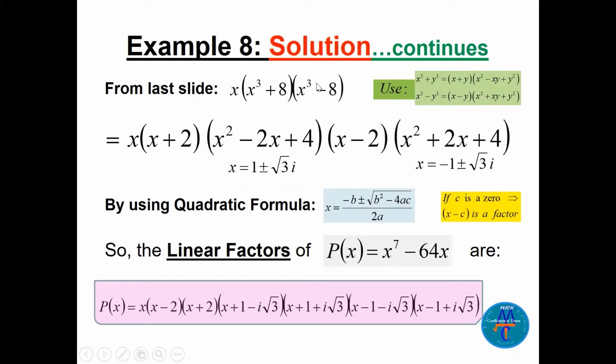And then this is a difference between two cubes, x minus 2. Then you have another bracket, x squared plus 2x plus 4. Use the quadratic formula again, you get minus 1 plus or minus square root of 3i.